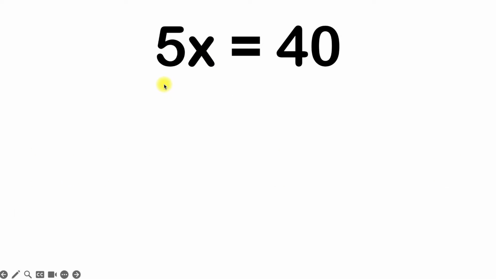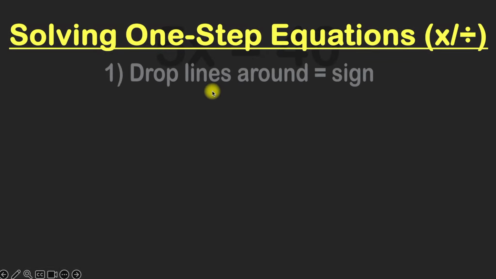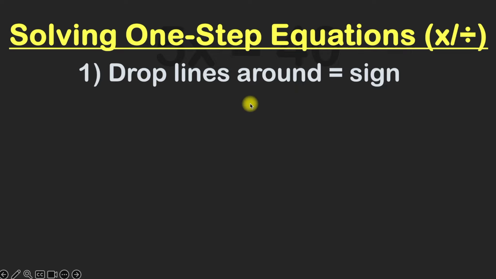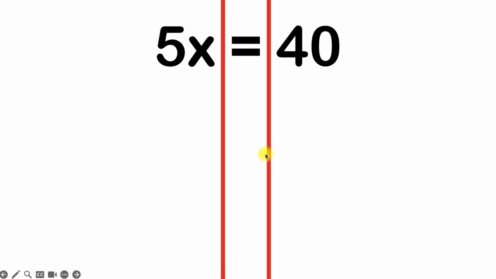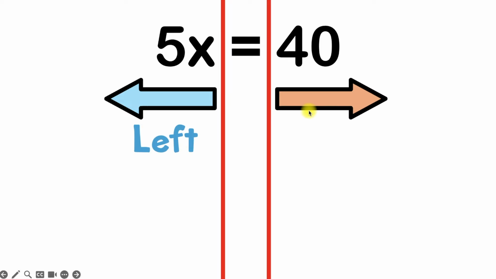So here's our first equation that we're going to solve mathematically. We've got 5x equals 40. Before solving the equation, the first thing we should do is drop lines around the equal sign. So the first line going down will be right next to the equal sign on the left side, and the next one will be right next to the equal sign on the right side. This breaks up our equation into 2 sides. This side, which teachers commonly just call the left side of the equation, and this side here, which most teachers call just the right side of the equation.